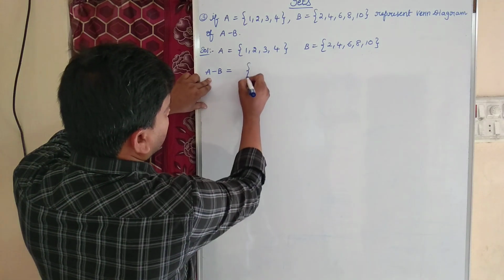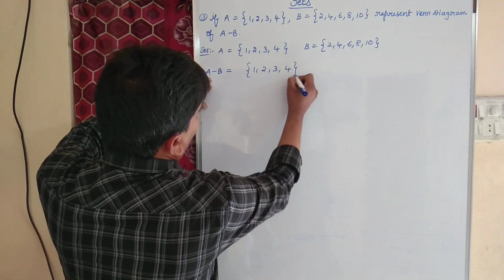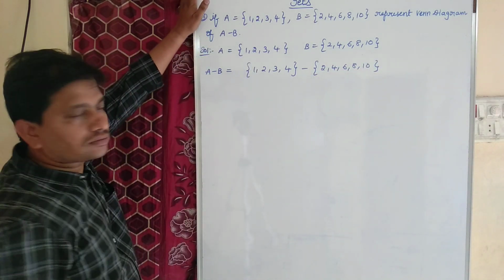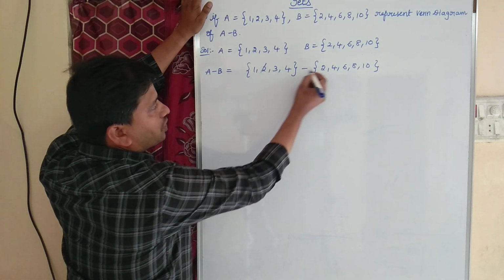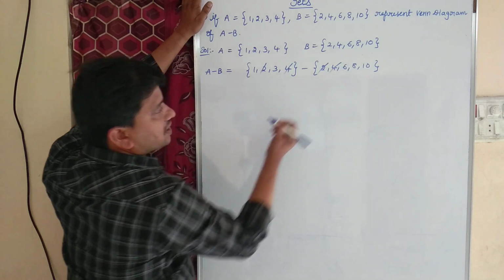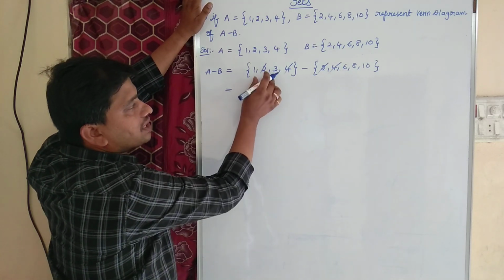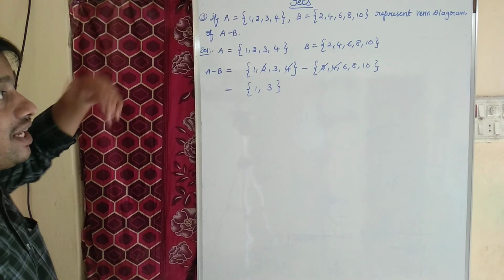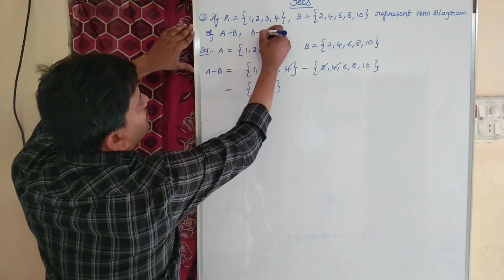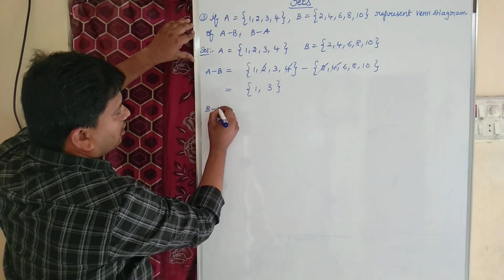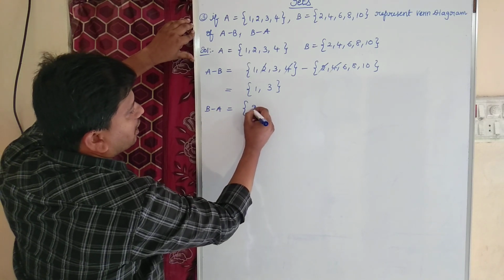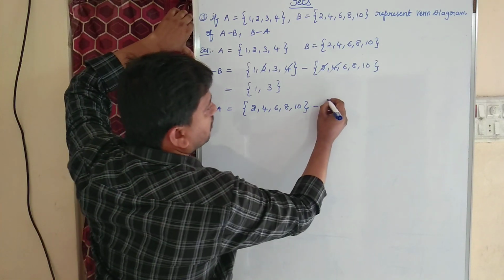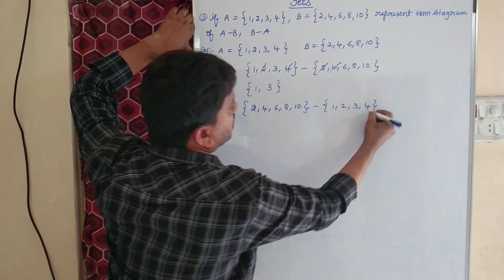Listen here, children. A means 1, 2, 3, 4 minus B means 2, 4, 6, 8, 10. Here 2 is there, this 2 gets cancelled. Here 4 is there, 4 gets cancelled. A minus B means only elements in A but not in set B. So we have only 1, 3. Right? Instead of asking A minus B, they may also ask B minus A. If they ask B minus A, what to do? First we need to write the elements in set B, 2, 4, 6, 8, 10, then minus A. A means what? 1, 2, 3, 4.